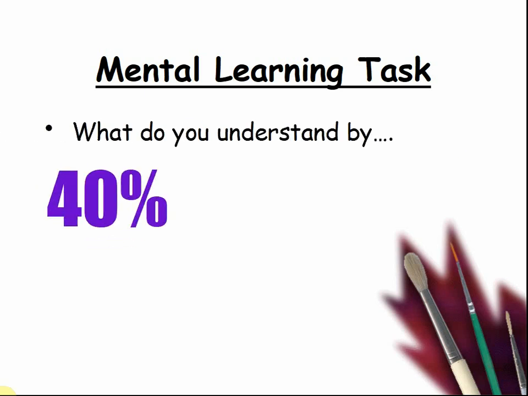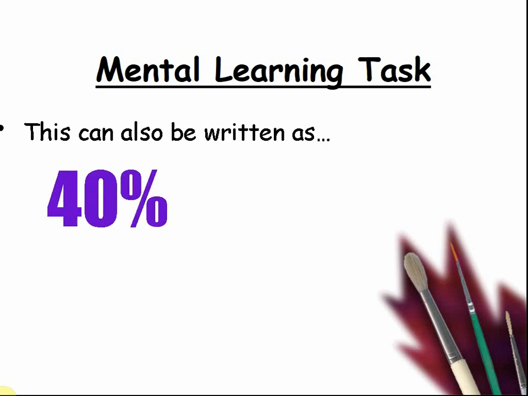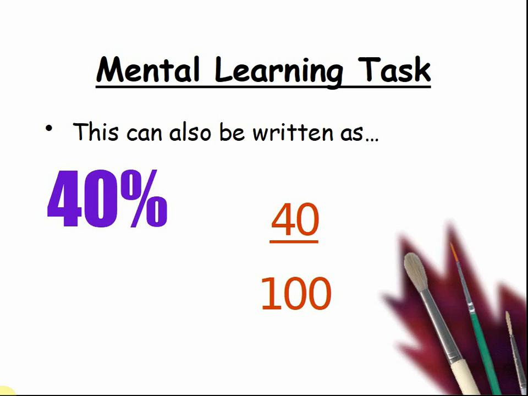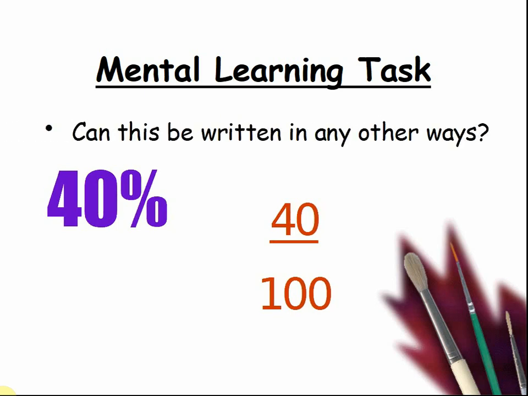What do you understand by 40%? This can also be written as 40 out of 100. How else can this be written? Pause the video and tell your teacher. Can this be written in any other ways?